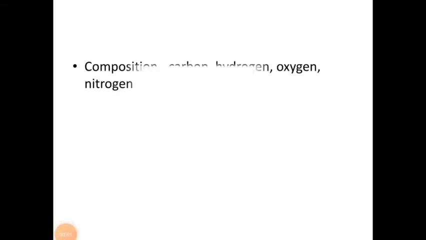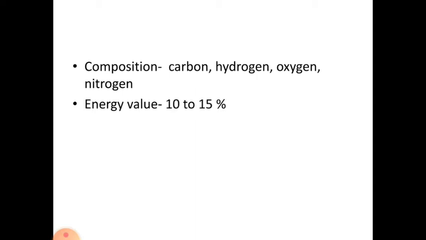Now, we'll start with the composition of proteins. Proteins differ from carbohydrates and fat as they contain nitrogen in addition to carbon, hydrogen, and oxygen. Some of them contain sulfur, and most proteins also contain phosphorus, whereas some specialized proteins contain iron, iodine, copper, and other elements also. The energy value of protein in a well balanced diet is usually between 10 to 15% of the total.